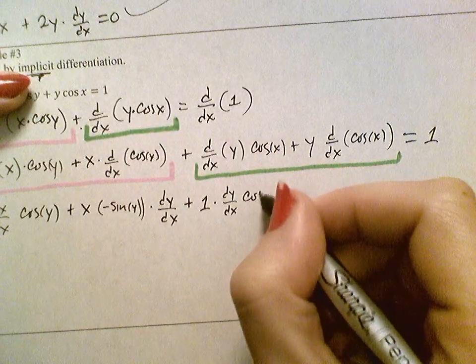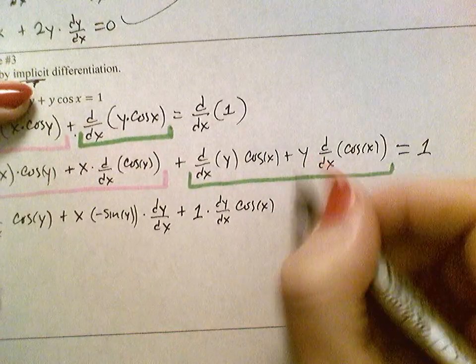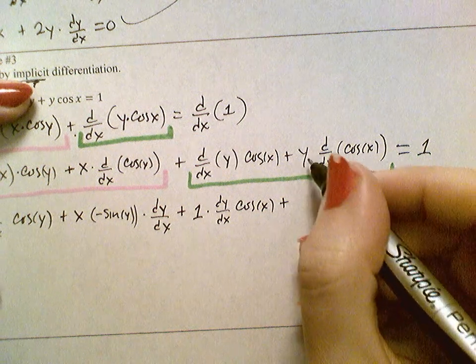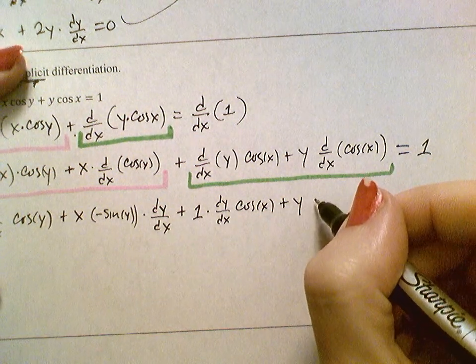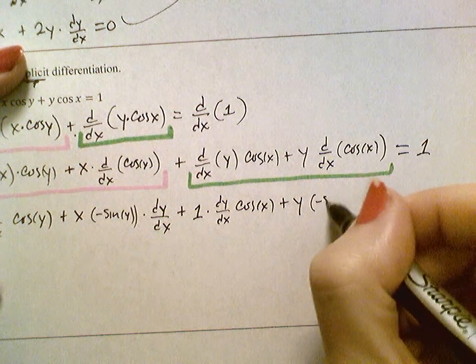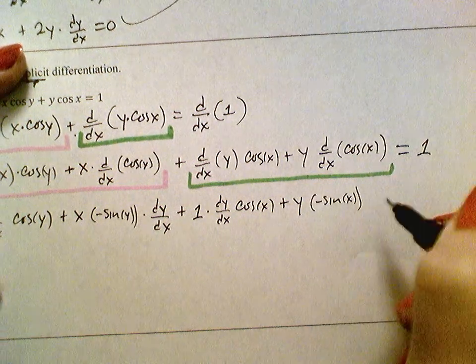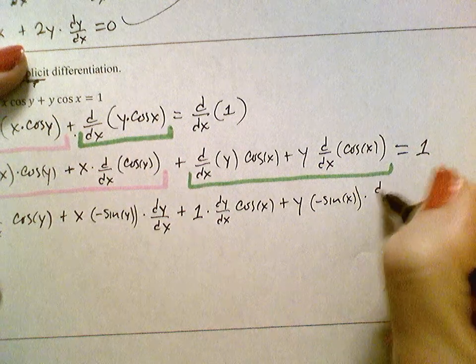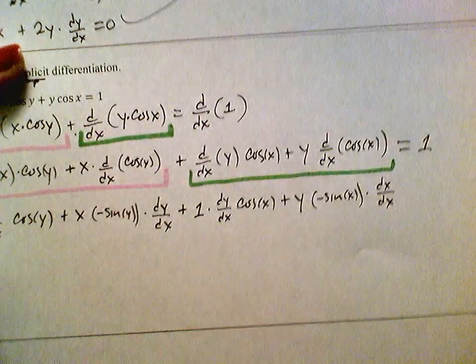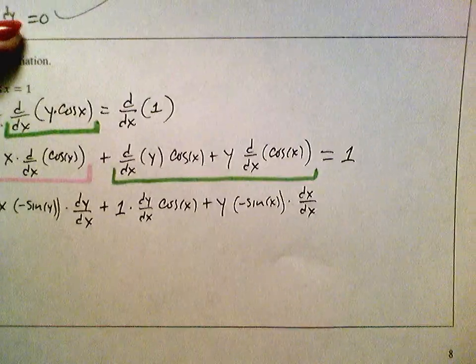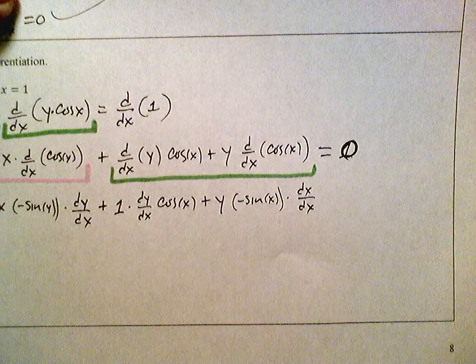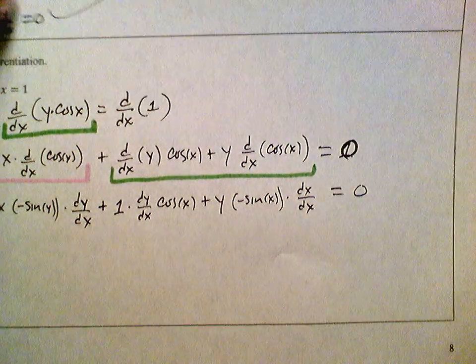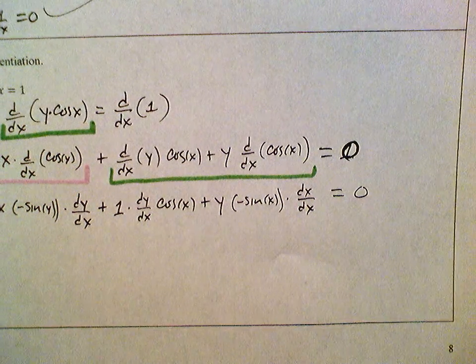Just bring down the cosine of x. Plus, just bringing down the y. Derivative of cosine is negative sine of x. And then derivative of the inside is dx/dx. Ooh, that was a 1 before. I think I said 0.